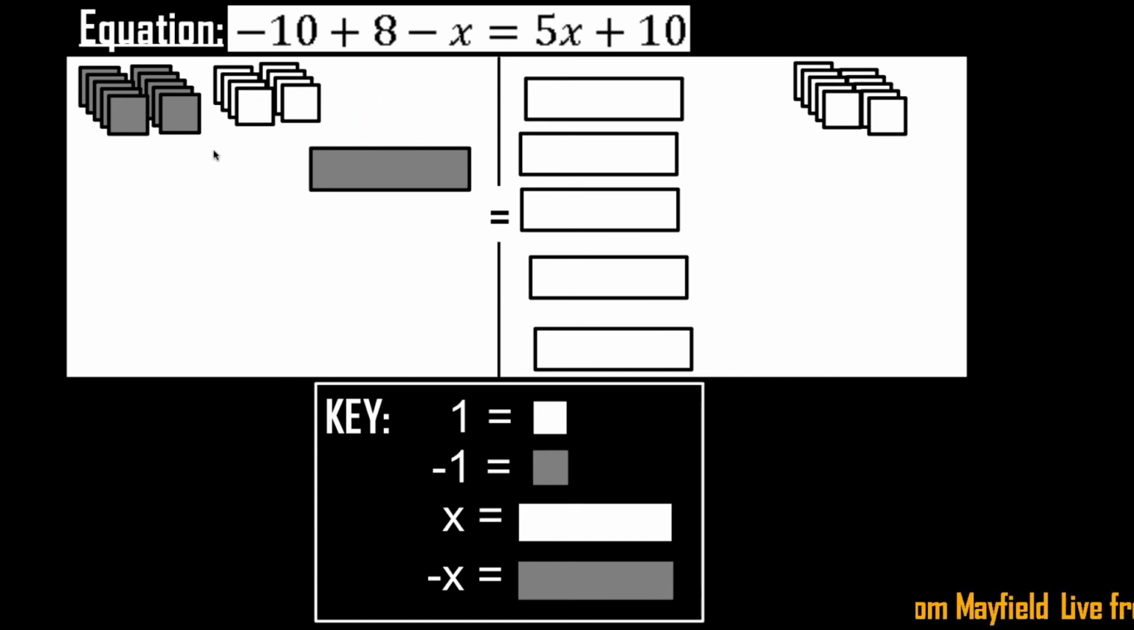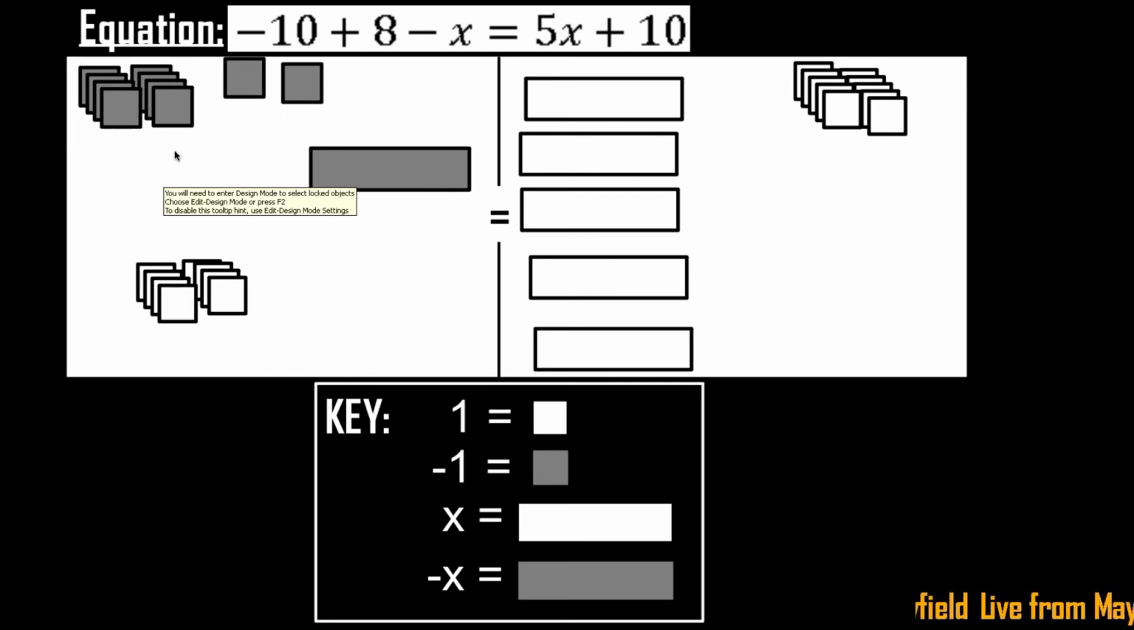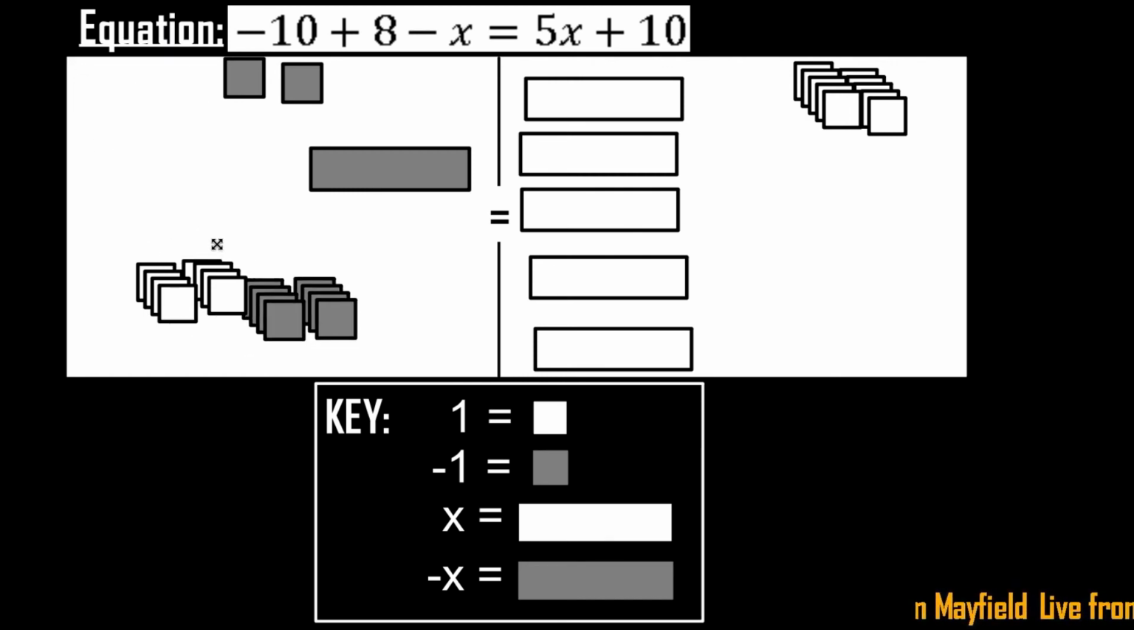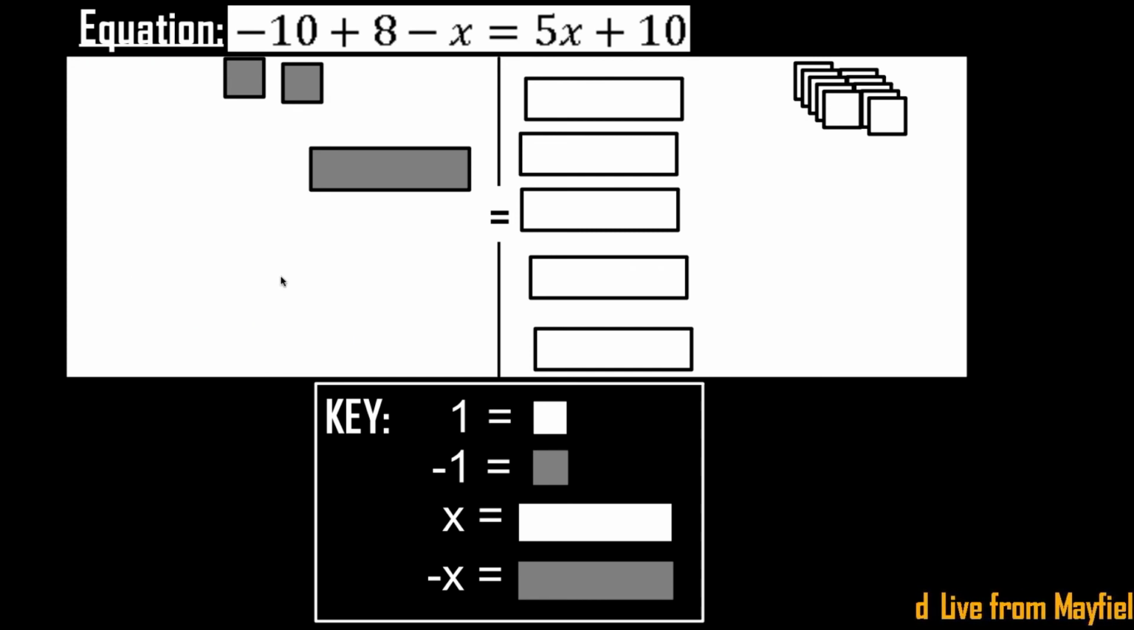So again, I can maybe make some 0 pairs. So let's see, I can pair up. If I have 8 positives and 8 negatives, if it would let me select it, there we go. 8 positives and 8 negatives, those cancel out. Which has a lower coefficient now? I know that negative 1x, that's going to be my lower negative coefficient.